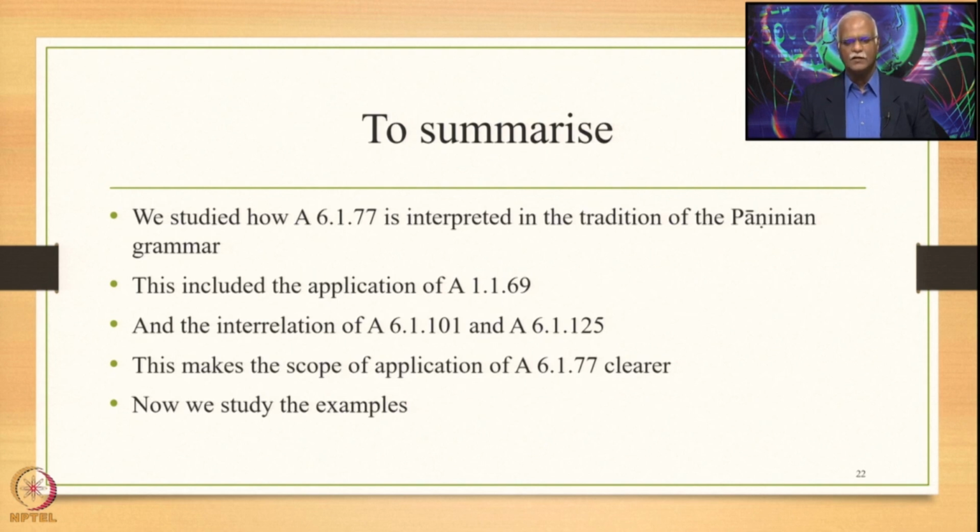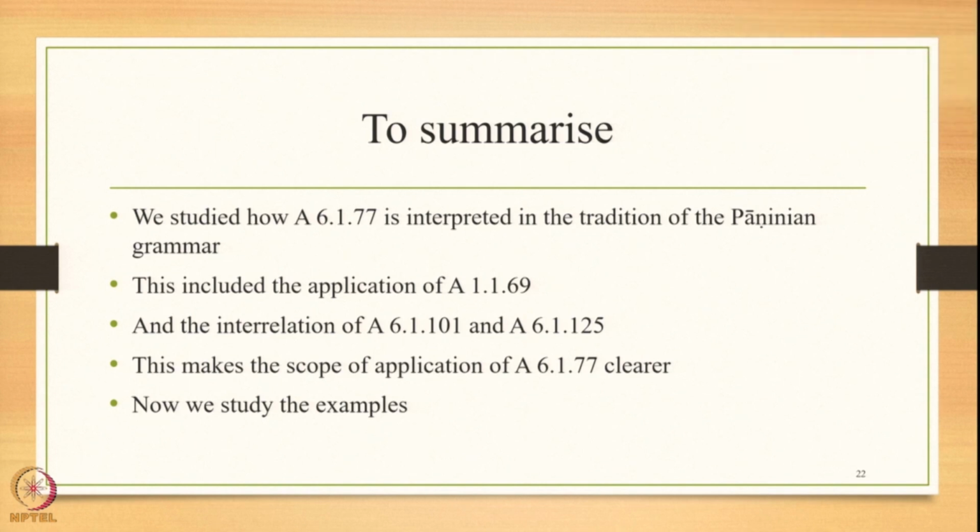To summarize what we have studied, we studied how 6.1.77 is interpreted in an expanded manner in the tradition of Paninian grammar. This included the application of Anudit Savarnasya Chapratyayah 1.1.69 and also the interrelation of Akah Savarne Dirgha 6.1.101 and Plutapragrihya Achinityam 6.1.125. This study of these different sutras and the expanded scope makes the scope of application of Iko Yanachi 6.1.77 clearer. And now we shall study the examples, the individual cases.